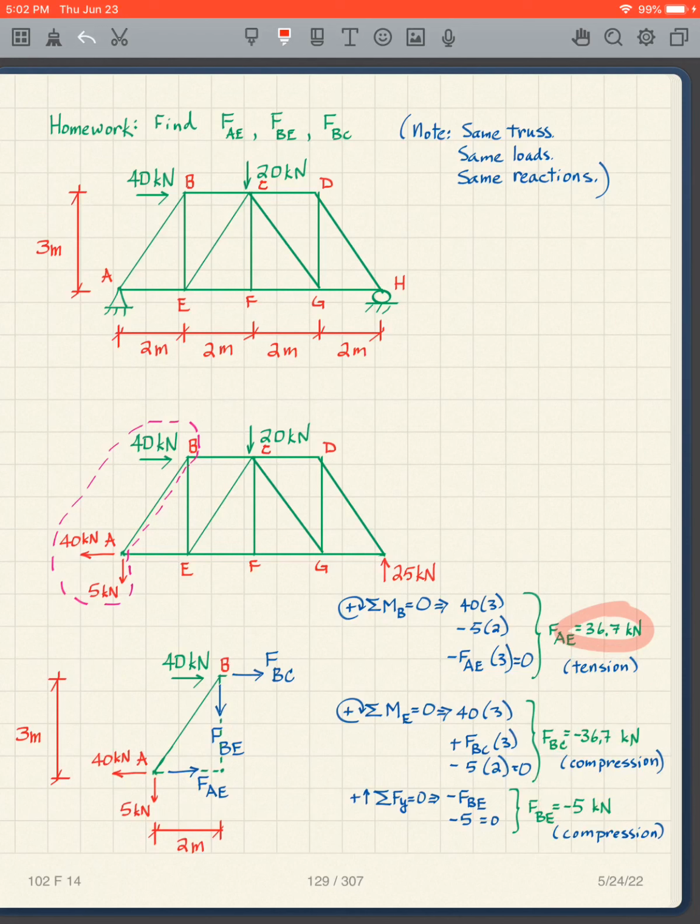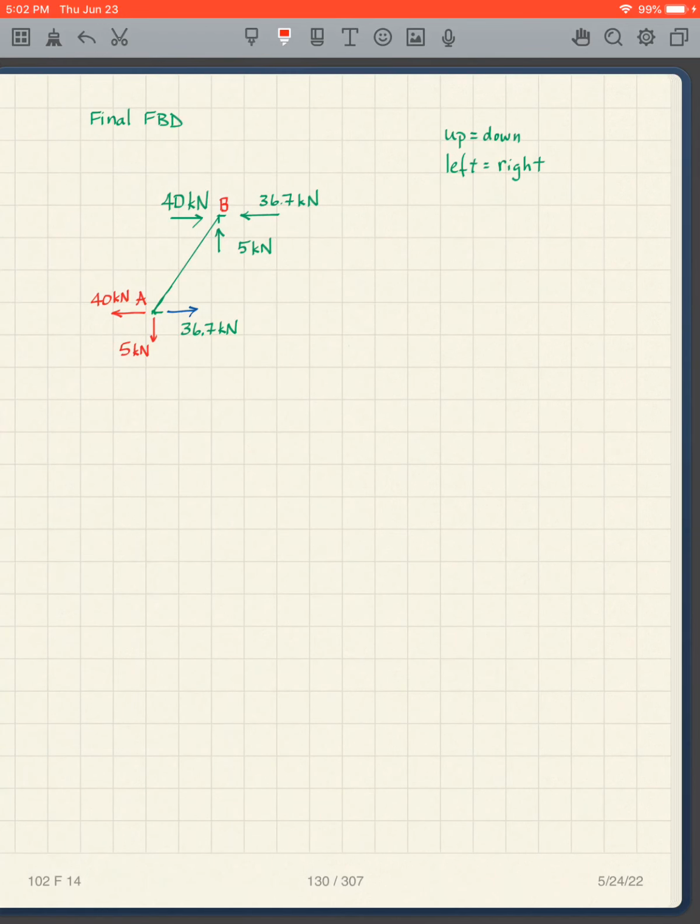So that is an easy way to get these forces without having to go point to point, which is sort of a pain. There's my final free body diagram. I just put in those forces. The tension goes away from the point, the compression goes toward the point. There's the compressions.